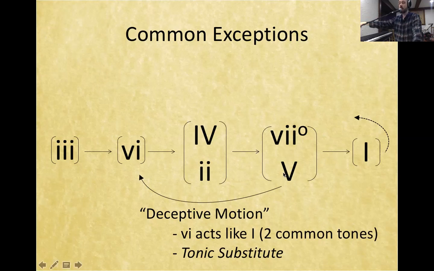5, the dominant chord, wants to go to 1, the tonic. And so 5, instead of going to the real tonic, goes to a substitute tonic. You're not my tonic anymore. Can't tell me what to do. I'm going to 6, right? So we're moving along, substituting a chord that has 2 common tones in this deceptive motion.